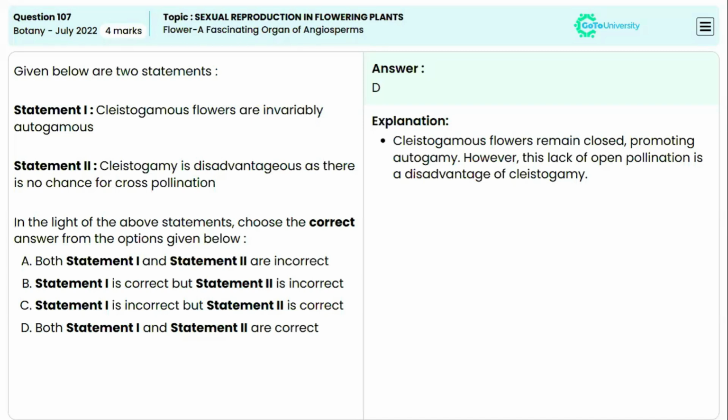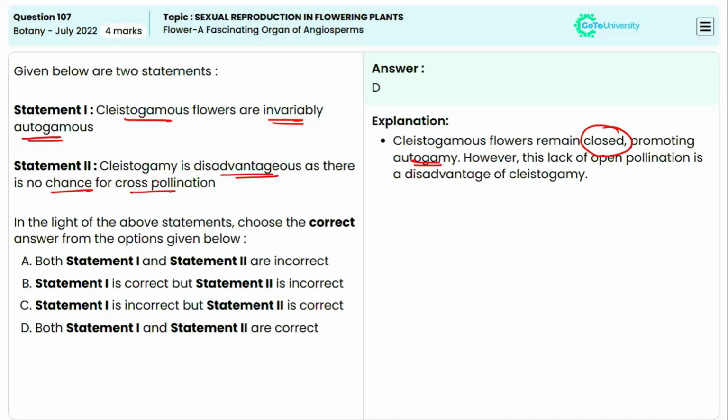Main closed, promoting pollens in the same plant. That means in the same flower, they will be doing the pollination. And it is given that the cleistogamous flowers are invariably autogamous. And second is that cleistogamy is disadvantageous as there is no chance of cross pollination.